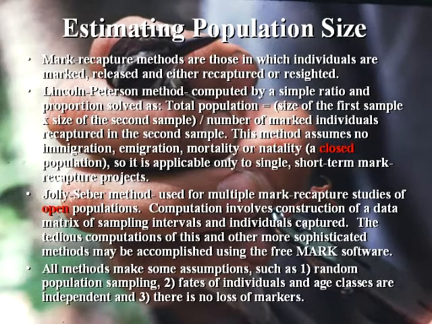A third assumption is that there is no loss of markers on marked individuals. This assumption does tend to be closer to the truth than the first two, actually, in most kinds of mark recapture studies. Now, there are other kinds of markers that can be applied to animals other than bands around legs.